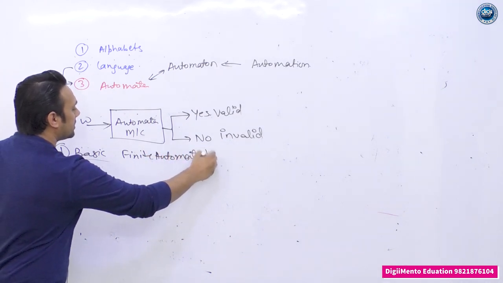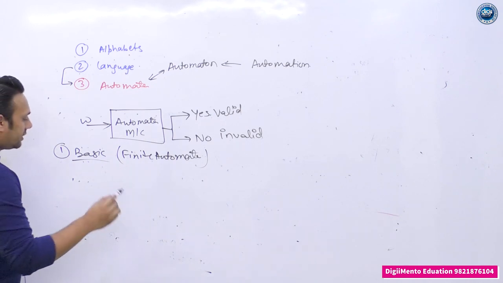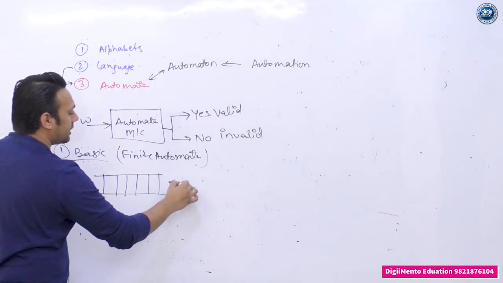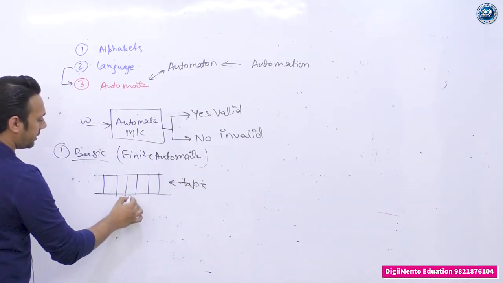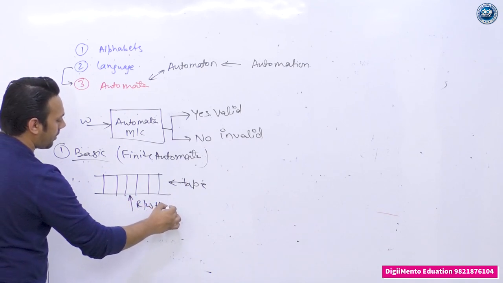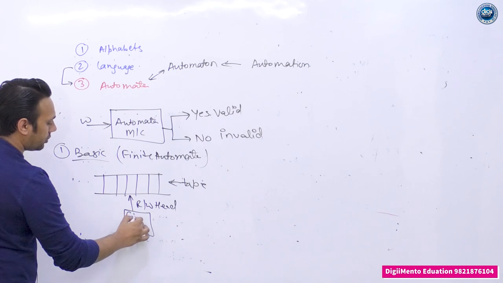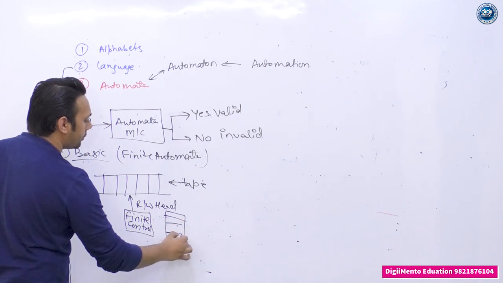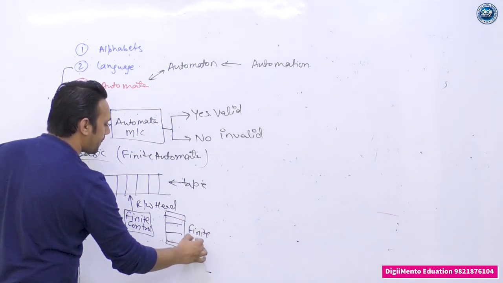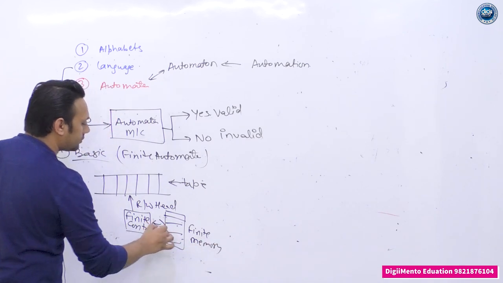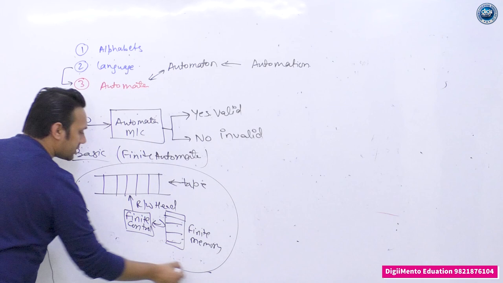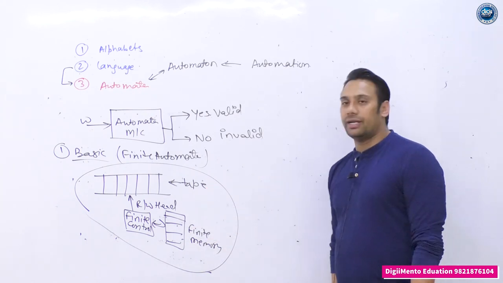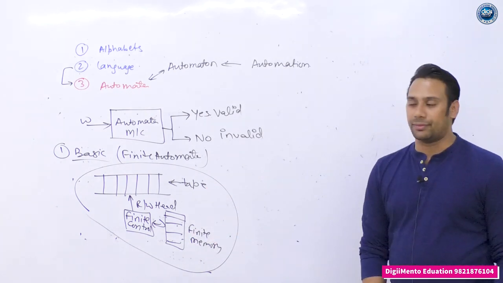So the first one you have is this, the example of a finite automata. In a finite automata, we have something called a tape. Now we have a read-write head, and we have something called a finite control, and with this we have a finite memory. So this is the basic structure of a finite automata: you have a tape, a read-write head, a finite control, and a finite memory.